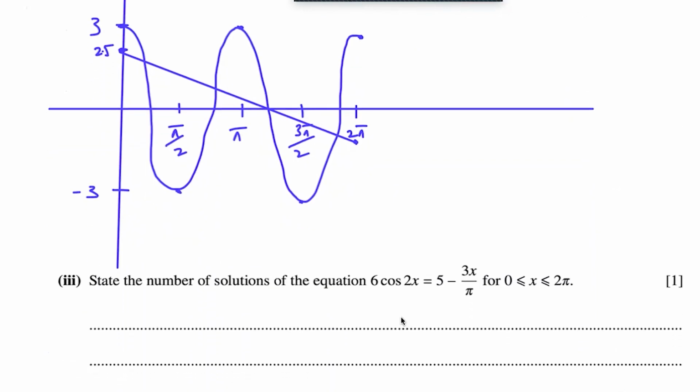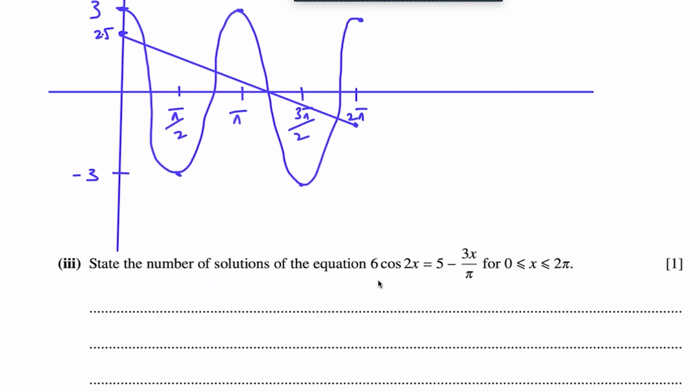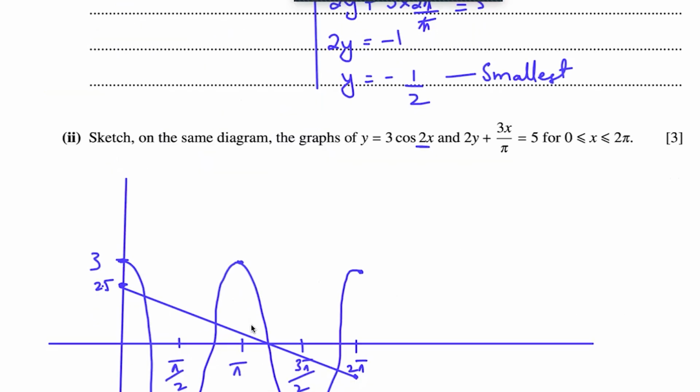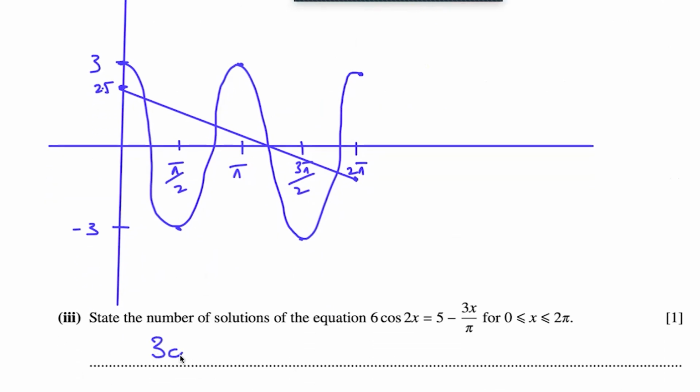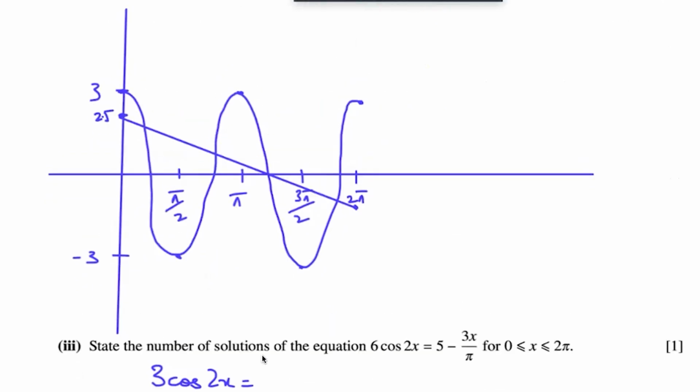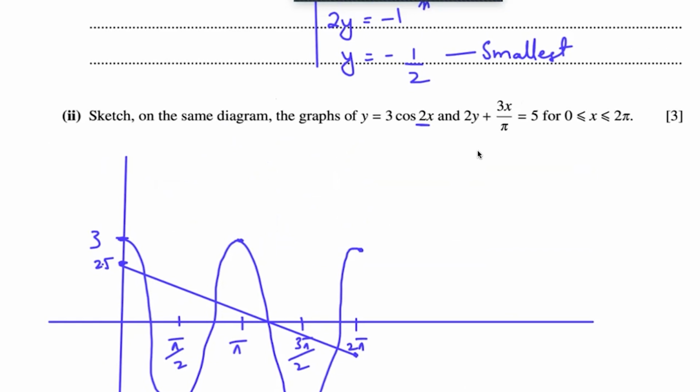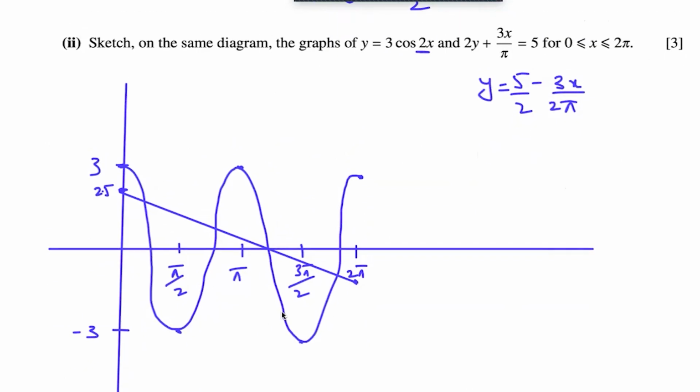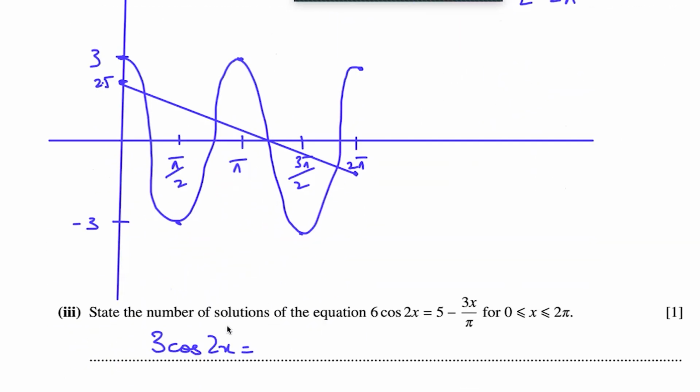Now in the next part, we have to state the number of solutions of the equation 6 cos 2x equals 5 minus 3x upon pi. Basically this equation is obtained when we equate the two equations. So if we equate 3 cos 2x equals, making y the subject, we'll get 5 minus 3x upon pi, upon 2. Because this is 2y, so the 2 will divide on the other side.